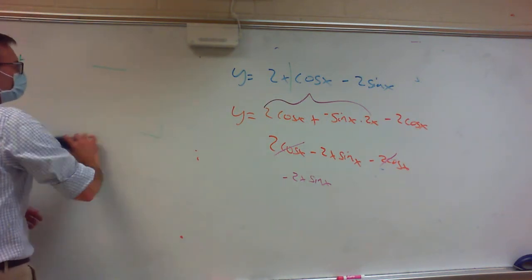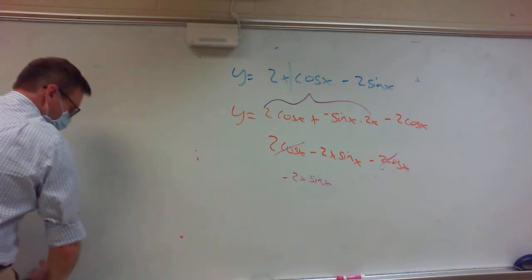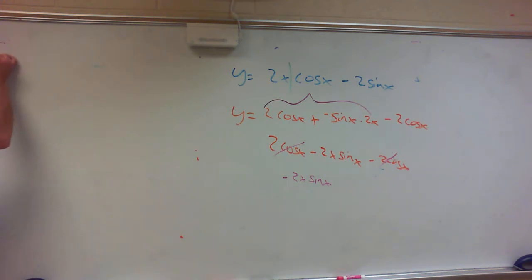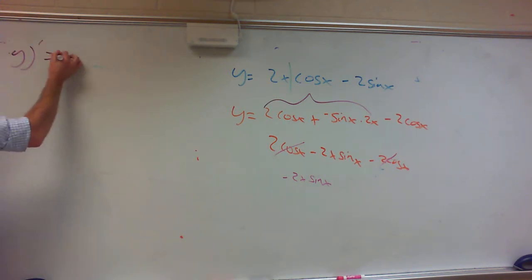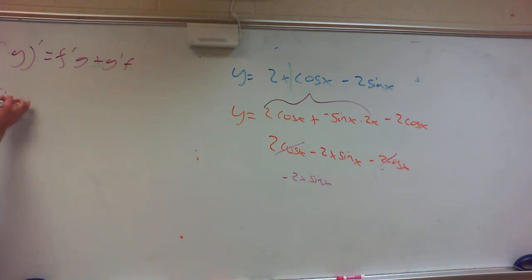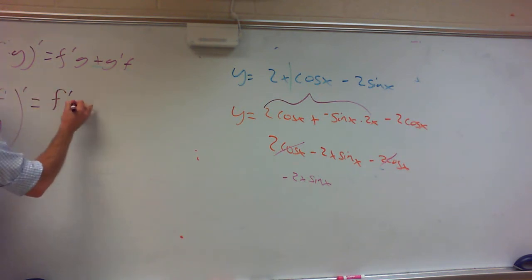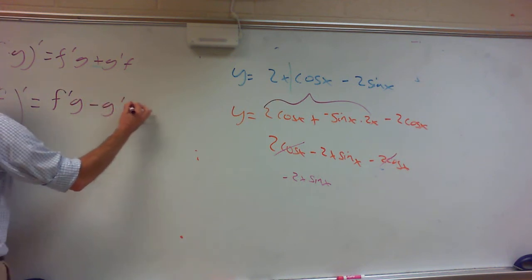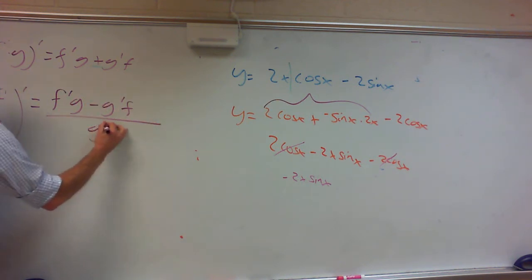I've looked for a clever picture. Oh, whoops, I left that up there. So f times g is going to be f prime g plus g prime f. And I have f over g. So I'm just going to give you the rule. It's going to be f prime g minus g prime f all over g squared.